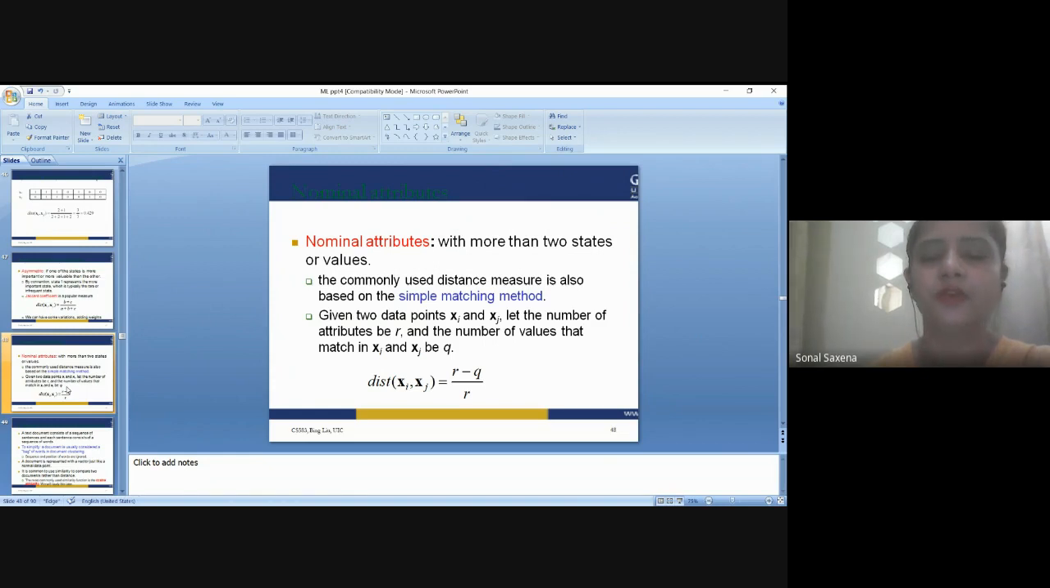Then we have nominal attributes. For more than two states or values, the commonly used distance measure is also based on the simple matching method. Given two data points, xi and xj, let the number of attributes be r and the number of values that match in xi and xj be q. The distance is given by (r minus q) divided by r. In that way, you can find the distances for nominal attributes.